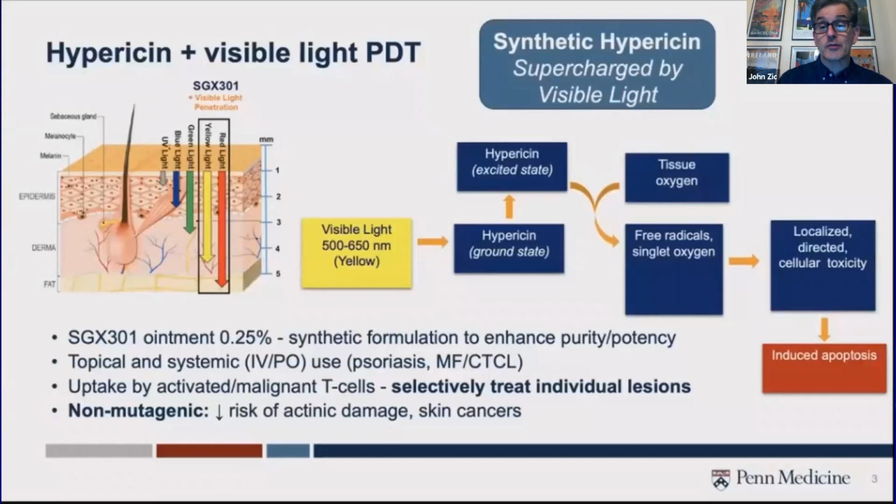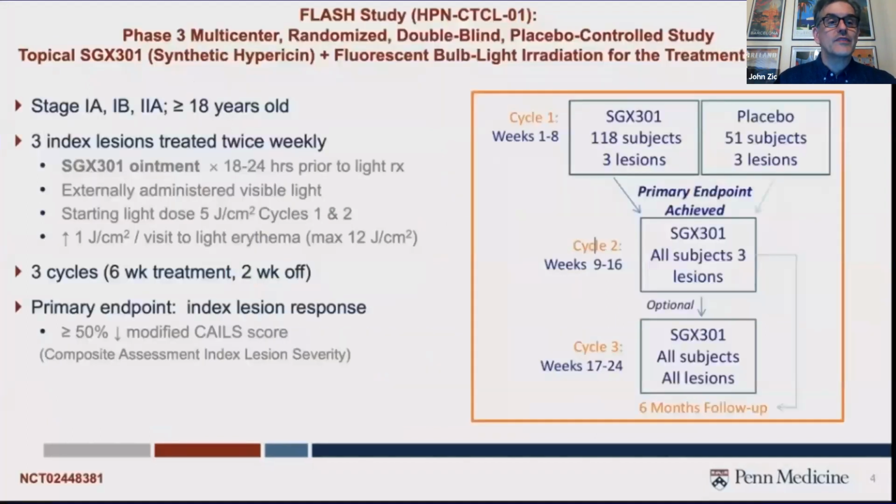Then the next day you would go into the dermatologist's office where they would shine a visible yellow light. And we're not talking about a laser or anything fancy, just a visible yellow light. And it turns out that this drug hypericin absorbs visible yellow light, and it excites the molecule. And because it's within a cancer cell, as the hypericin medicine is excited, it releases all these toxins in the cell that can lead to the death of the cell. So this particular study enrolled 118 subjects in the treatment arm, and fewer in the placebo arm. And ultimately, patients were followed for at least 6 months.